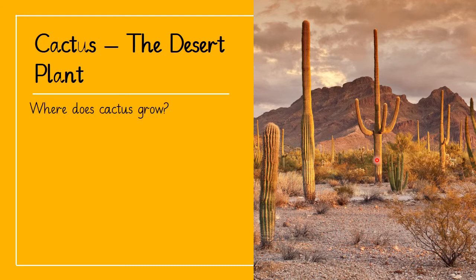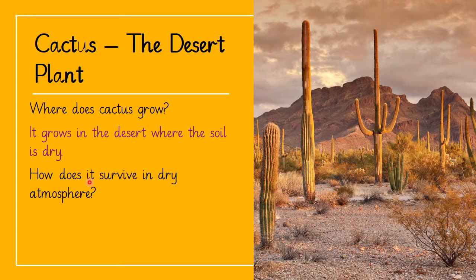So where does the cactus grow? Yes, it grows in the deserts, and especially where the soil is dry. Since there is almost no water available in the desert, how does it survive in a dry atmosphere? Cactus has an ability to store water. It has a thick stem, as you can see over here, and this stem stores water for future use. That is how cactus can live for a long time without water.